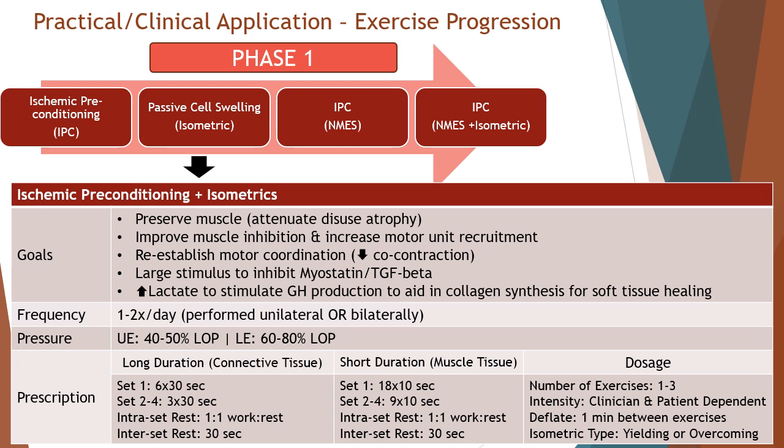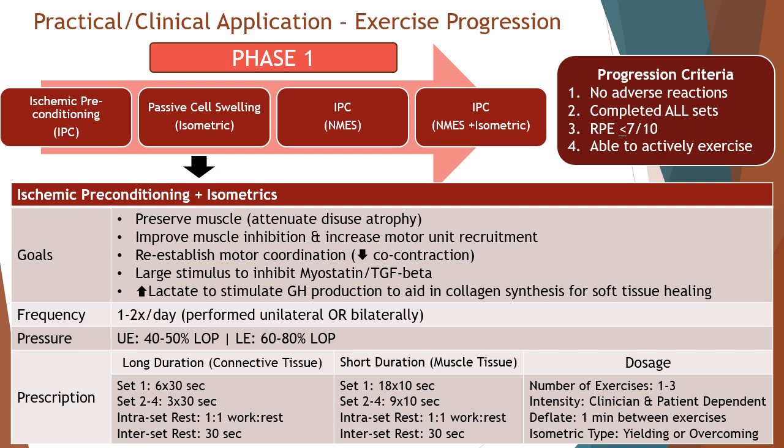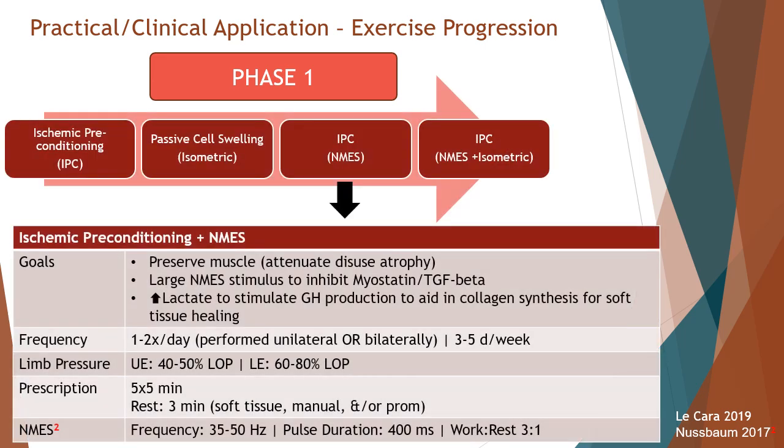All right, and then your dosage is number of exercises 1 to 3. Intensity is clinician and patient dependent, so use your clinical judgment based off the person in front of you. Deflate 1 minute in between your exercises, and your isometric type, right? So it could be yielding, where they do a submaximal, or it could be overcoming, which would be a higher intensity and a progression where they're pushing against an immovable object or pulling against an immovable object, depending on what the exercise is, whether they're pushing, pulling, etc. And then the progression criteria for phase 1 remains the same.